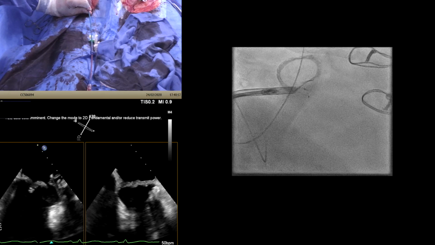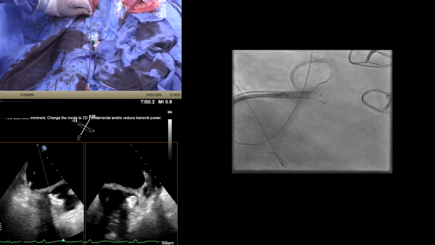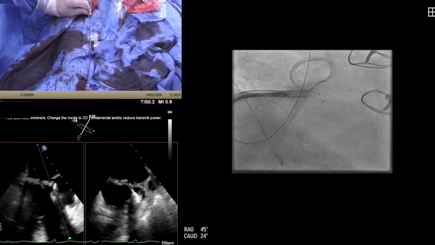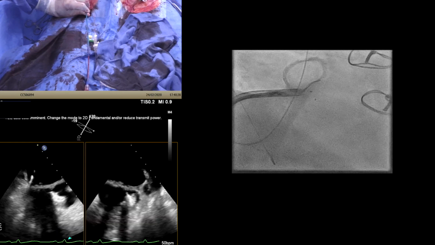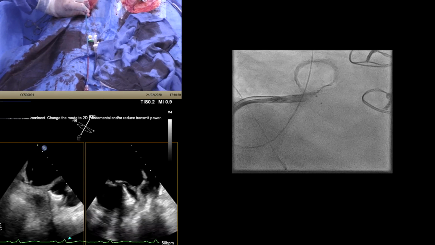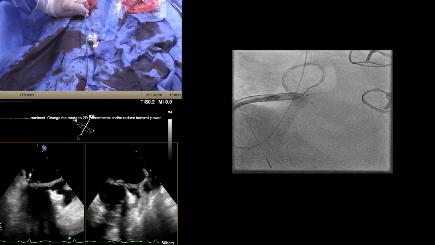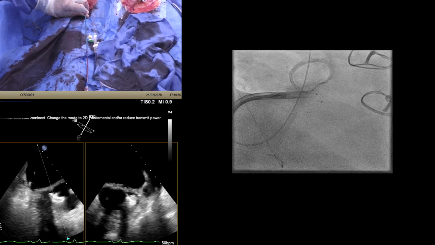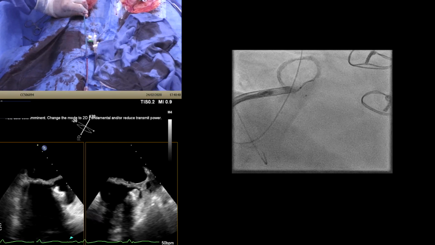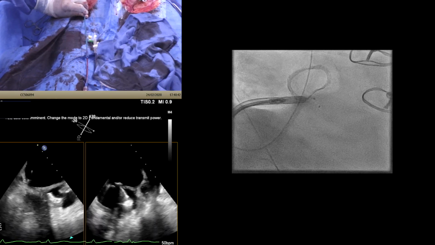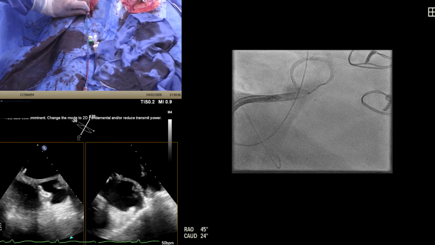I can't see on echo where I'm going to deploy this device. I'm struggling. There it is there. That's got the long axis of the device. So I'm going to pull down, watching the echo. There's quite a lot of tension on that now. I'm still pulling. Okay, that makes me think it's miles away. Why does it make me think that?